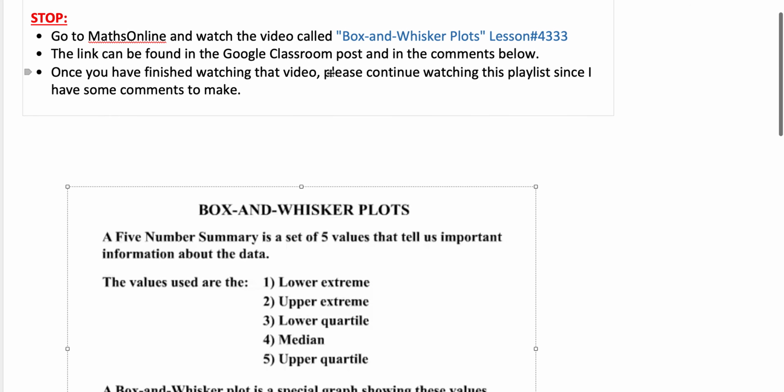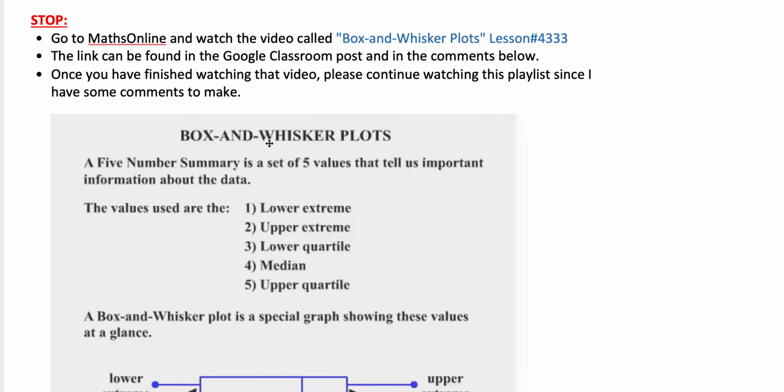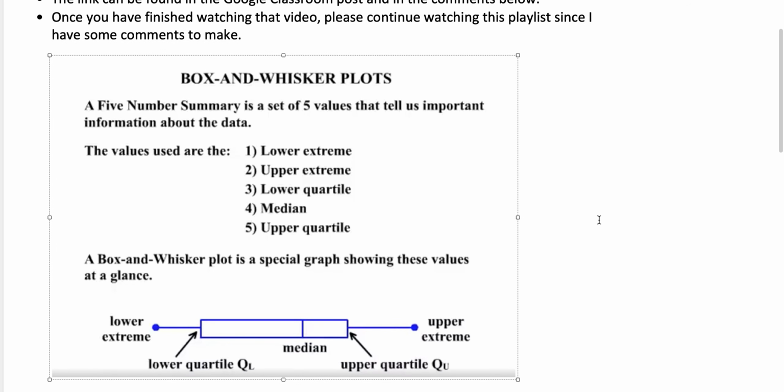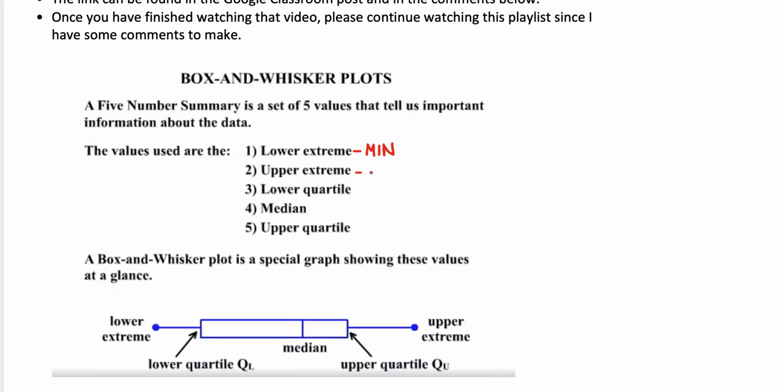So I'm going to make my first comment. So box and whiskers plots. Okay, so when they were talking about lower string, upper string, lower quartile, median, and upper quartile, I want to give you other names that are also used and are maybe more common than these ones. So lower string basically is the minimum value. Upper string is the maximum value.